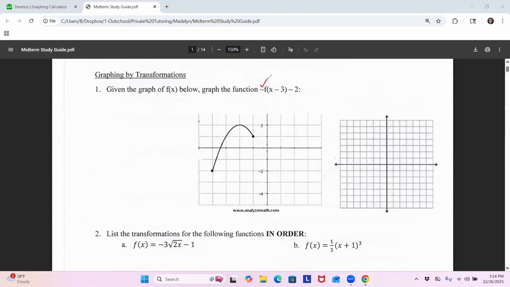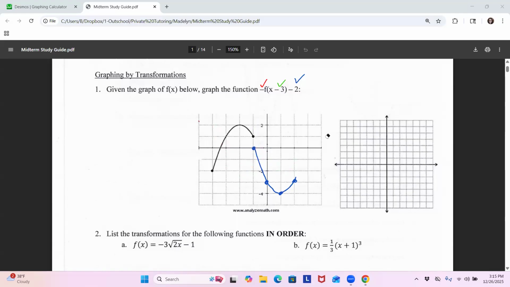So let's flip over the x-axis. Okay, so step 1, check. Let's take it right 3. Okay, check. And then down 2. Okay, so I would go with the blue. Final answer. There we go.